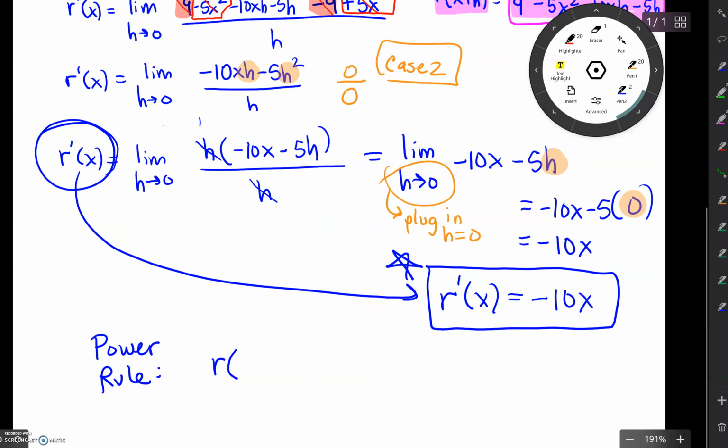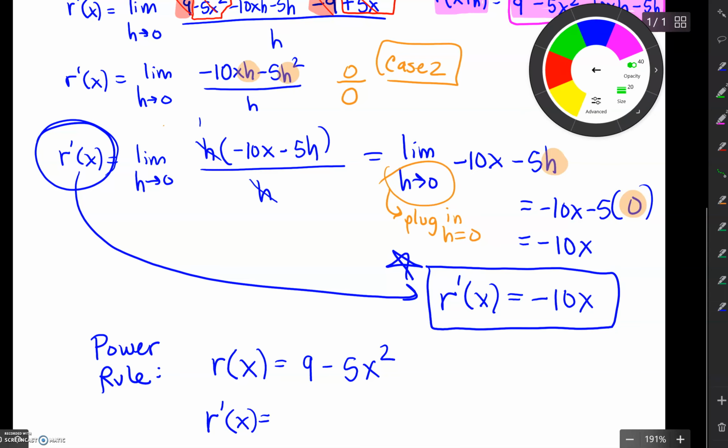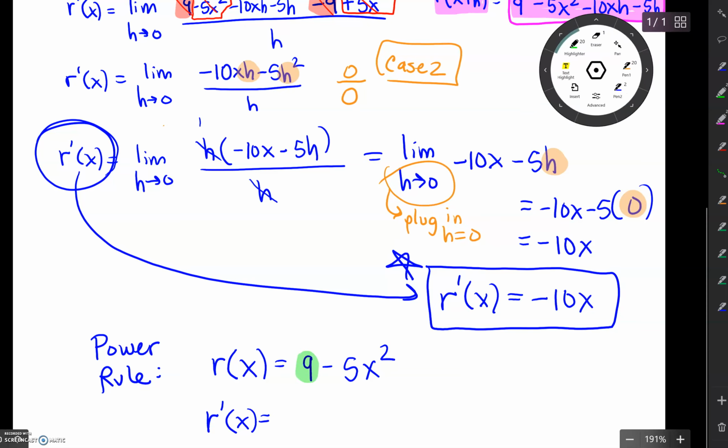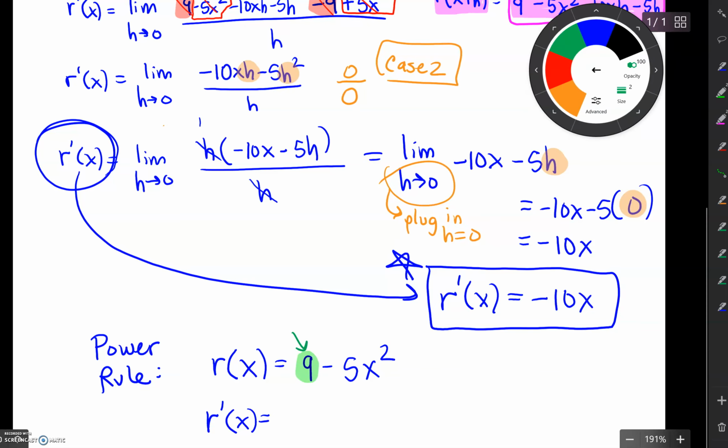Okay, the original function was r of x is equal to 9 minus 5x squared. So when I apply my power rule, I'm going to use my derivative notation. And then our first term in my binomial is a constant. We know that the derivative of a constant is 0, because a derivative is a rate of change and a constant doesn't change. So the derivative of a constant is 0.